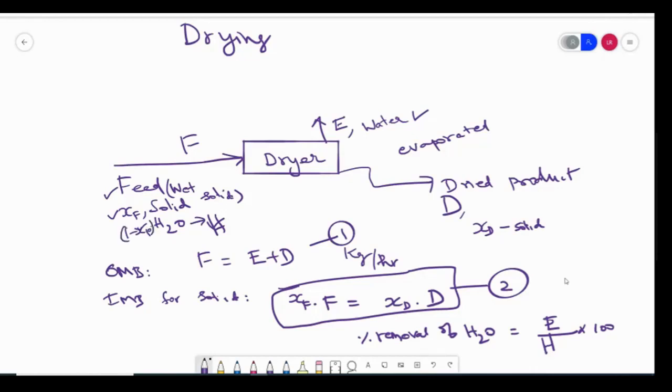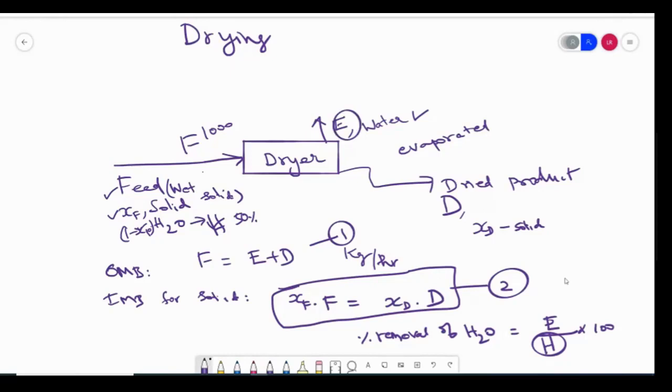1 minus XF into F is this one. Or generally for drying problem, moisture only will be given. So moisture will be given like initially 50% moisture is there, and if feed is 1000, we are going to get 50% is 500 kg. So that will be the denominator value. Okay. So the numerator is amount of water to be removed.